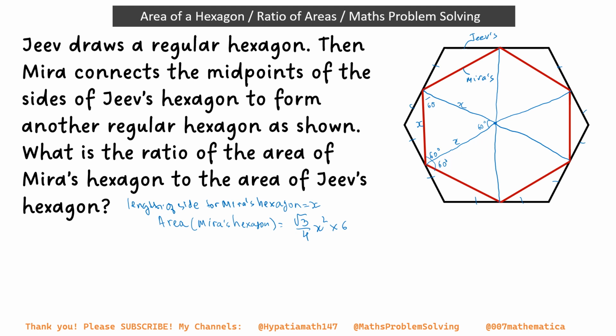Then we can call Jeev's hexagon, so if each side was y, we can say the length of side for Jeev's hexagon is y. Therefore the area would be root 3 out of 4 y square multiplied by 6. The problem is, how do we connect x and y?